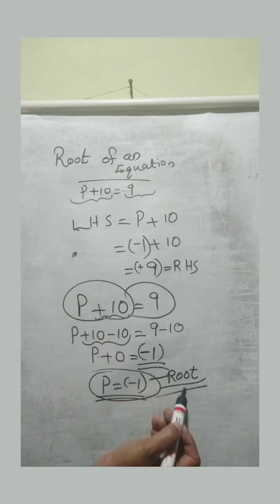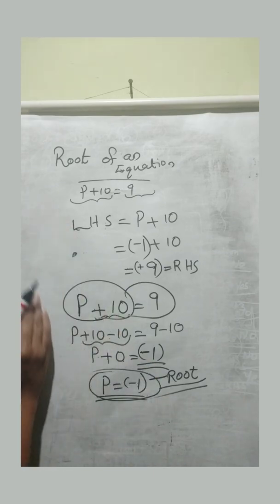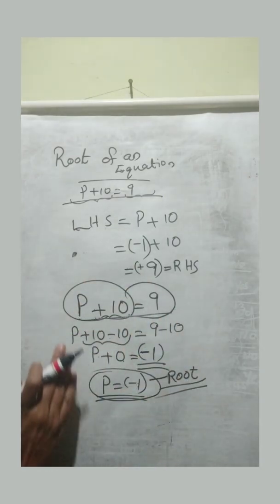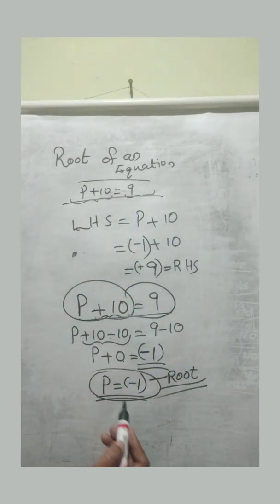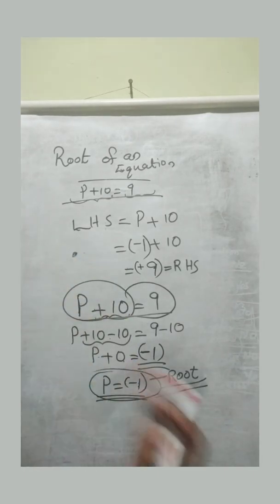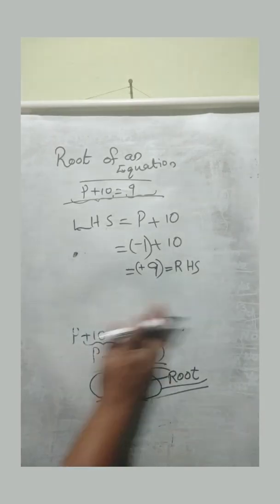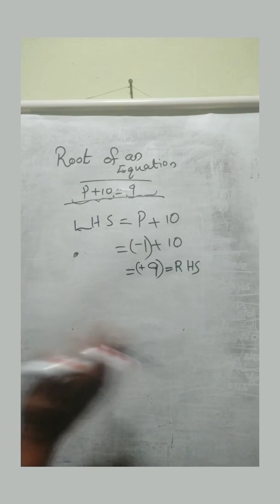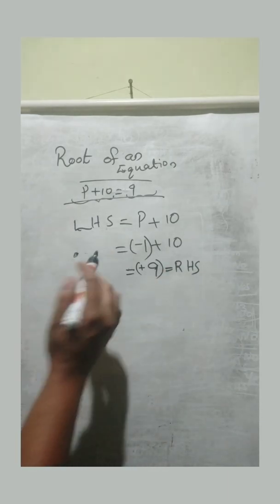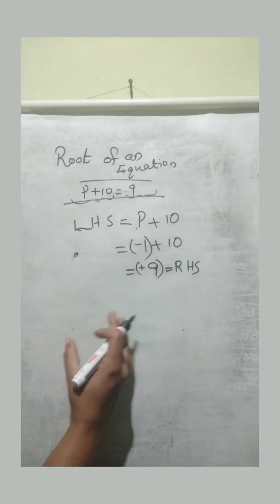Now we can check whether this root is correct or wrong for this given statement. This is the statement. So how can we check? We have to apply the value of the variable on the side where the variable is. Then we have to check that the opposite side is equal to the value. When we apply the value of the variable, both sides should be the same.